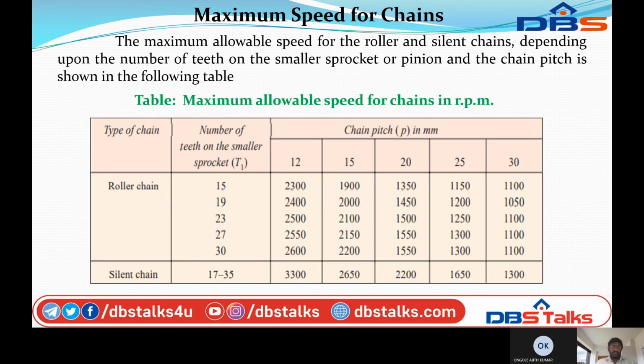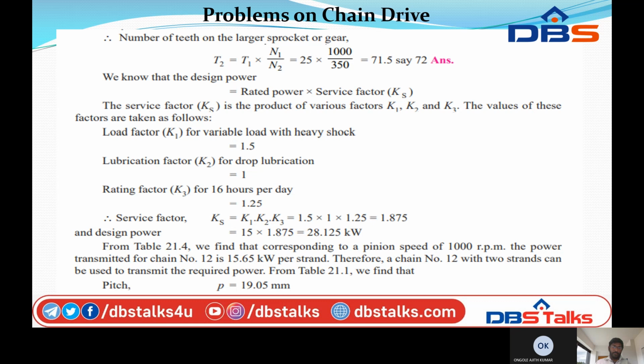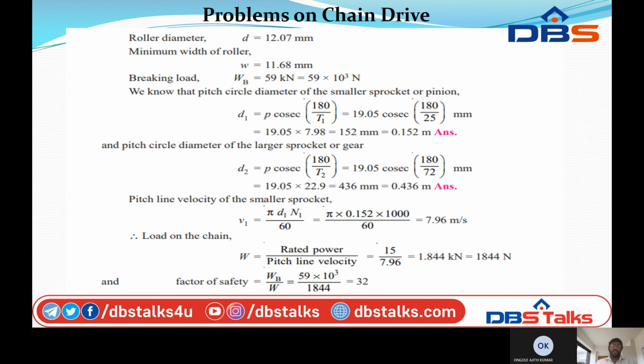So this value is also taken from the tabular form, seen in the Jaladin data book. P is equal to 19.05 millimeters. So now we calculate the roller diameter. D is equal to 12.07 mm. The minimum width of the roller W is equal to 11.68 millimeters. Breaking load WB is equal to 59 kilonewton.